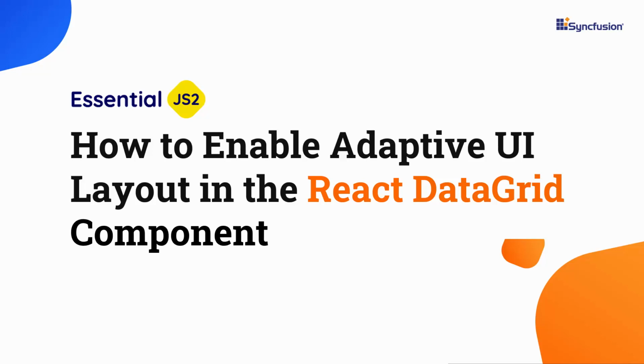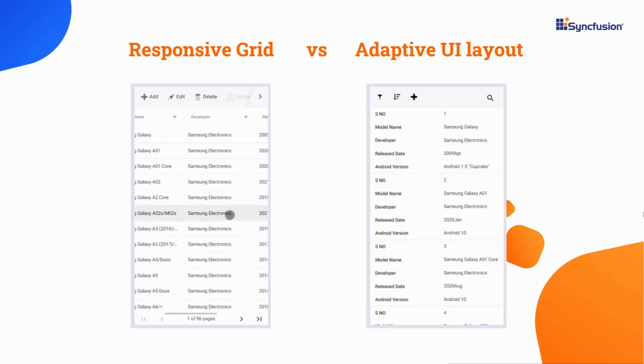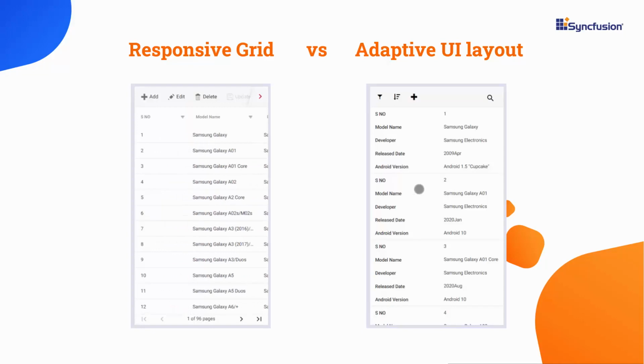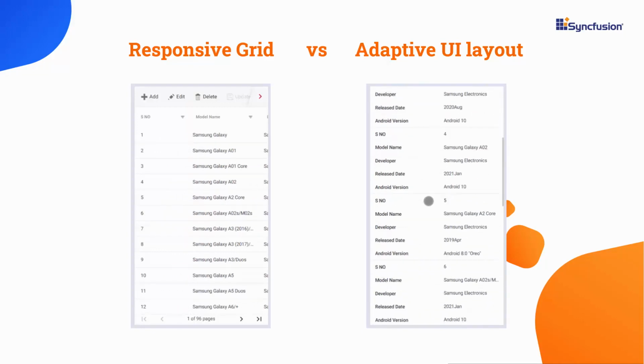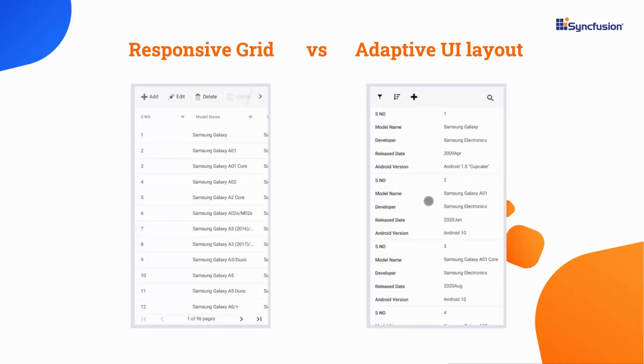In this video, I will show you how to enable an adaptive UI layout in Syncfusion React Data Grid. A responsive grid usually rearranges or hides elements to fit different screen sizes. But an adaptive layout grid restructures the UI to provide the most efficient and intuitive user experience, ensuring that the interface remains functional and visually appealing, regardless of the device used.